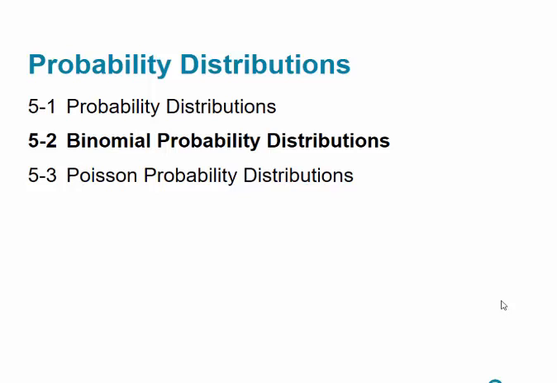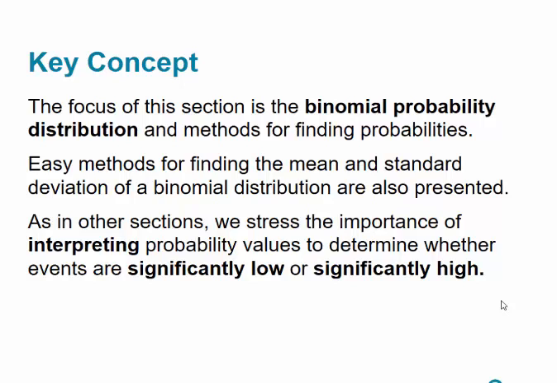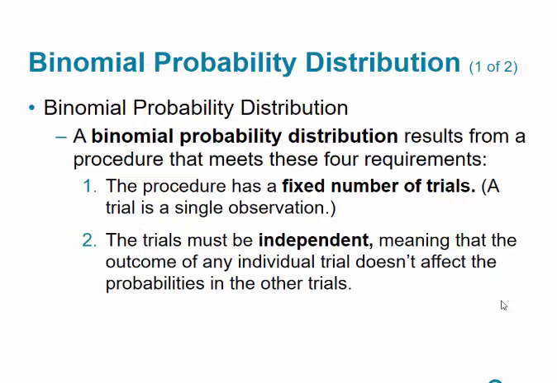So in this section, we're going to be talking about the binomial probability distribution. The focus, of course, will be on the binomial probability distribution and how we can find probabilities that pertain to it. We're also going to find the mean and the standard deviation for a binomial distribution. And I'm not going to talk a lot about the significantly low or high issues that the textbook loves to talk about. So the first thing is a binomial probability distribution results from a procedure that meets four requirements.